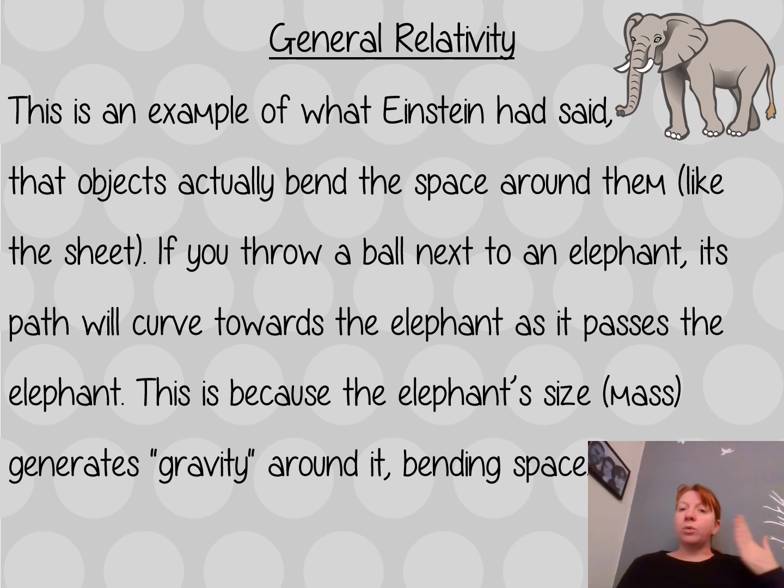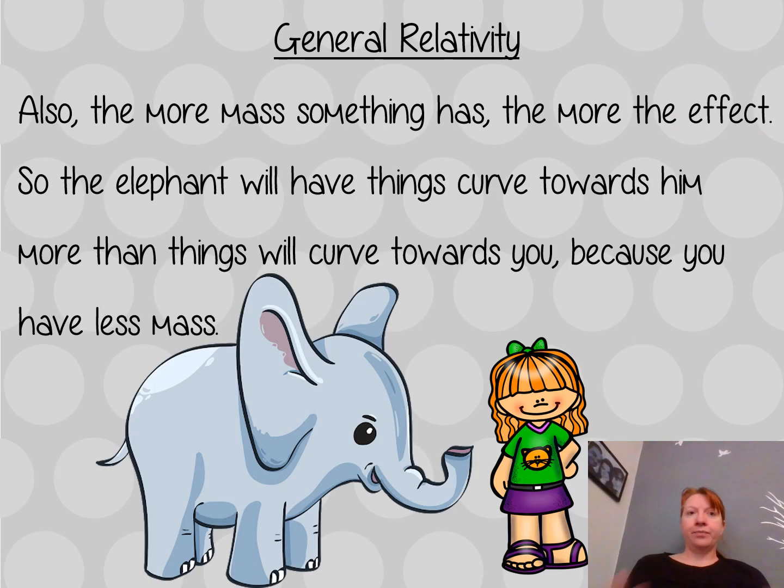But you throw the ball and it will curve slightly towards the elephant as it passes, because the elephant has a gravitational pull, like the elephant on the sheet would pull things down. It's pulling down that ball, only a tiny bit though. This is because the elephant's size, its mass, is generating gravity and bending the space around it. Also, the more mass something has, like the elephant, the more effect it has. So the elephant will have things curve towards him more than things will curve towards you, because you have less mass than an elephant.